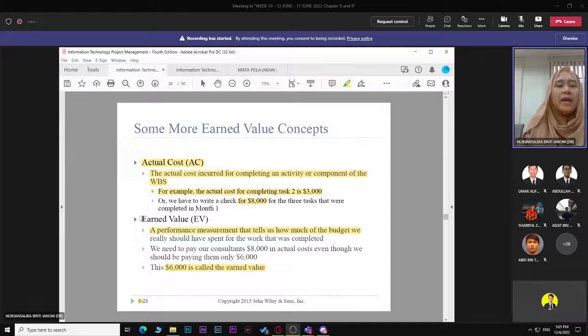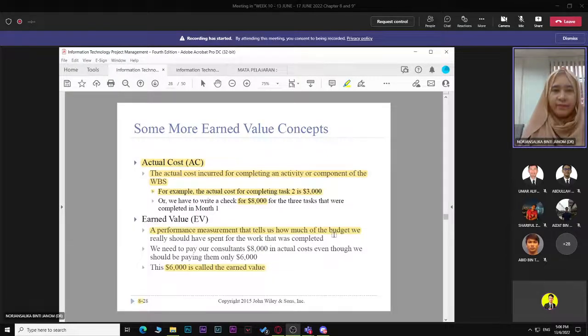And earned value is based on the actual amount that you pay, how much actually you got. You pay 8,000. Are you sure you actually got 8,000 value of the task? So the earned value will be a performance measurement that tells us how much of the budget we should have spent for the work that was completed. So actually, if they only completed 3 tasks, originally you plan for each task to cost about 2,000.